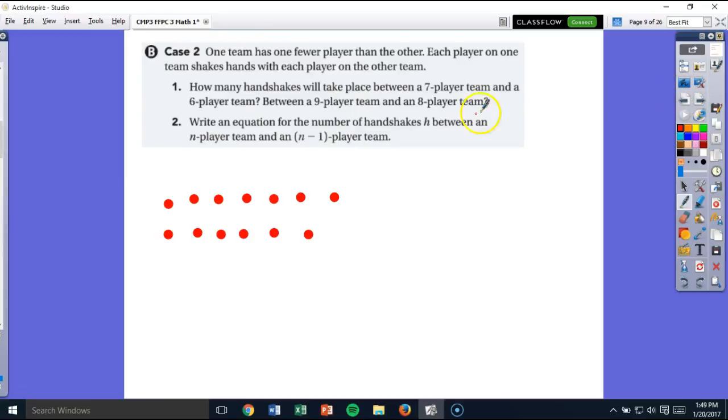Part B changes it up a little bit. We want to see how many handshakes will take place between a 7-player team and a 6-player team, meaning one team has one less person or one more person than the other team. We also want to figure it out for a 9-player and an 8-player team. Again, I've drawn a visual for you here. You can go ahead and pause the video, and if you want, make your own visual to help you out with this. And again, we want to write an equation for the number of handshakes between the two teams.